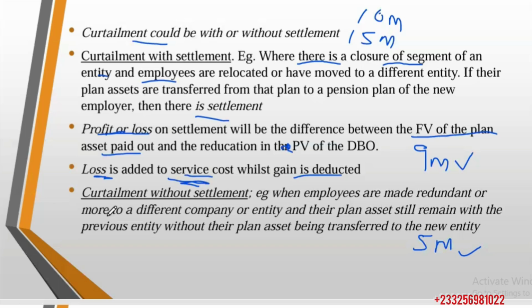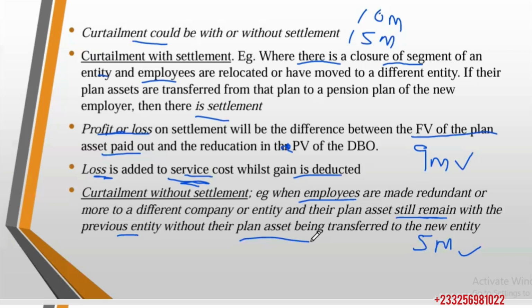And then we have curtailment without settlement. So as I've explained, when employees are made redundant or they move to a different company or entity and their plan assets still remain with the previous entity without their asset being transferred to the new entity, then it is called curtailment without settlement. They are moving from your entity or they are made redundant or you are firing them, but the amount of money you've accumulated on their behalf still remains with the entity.